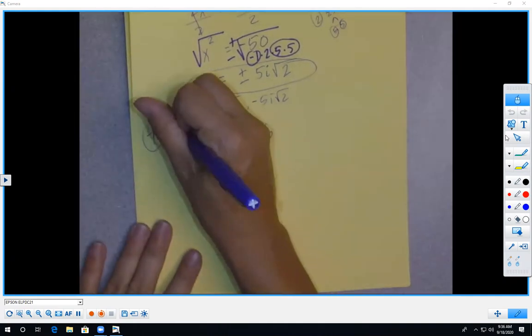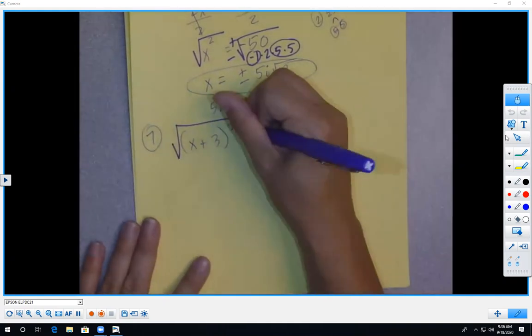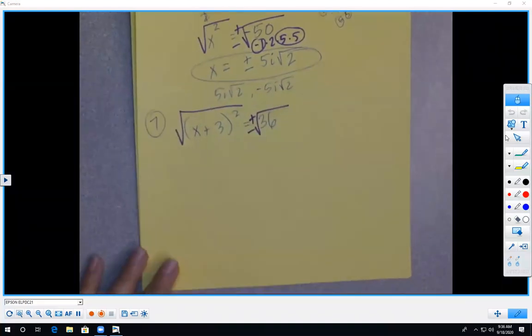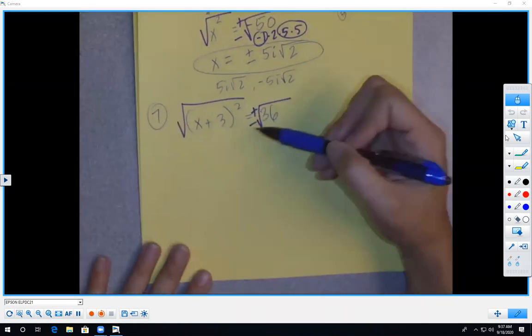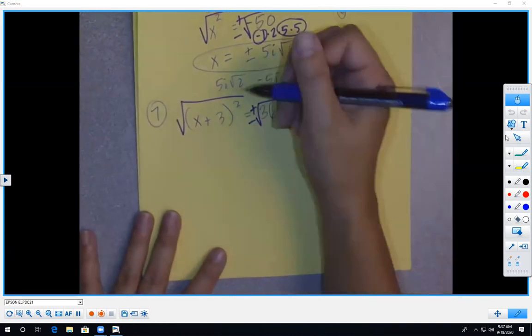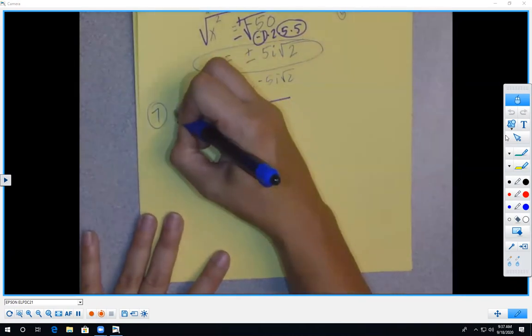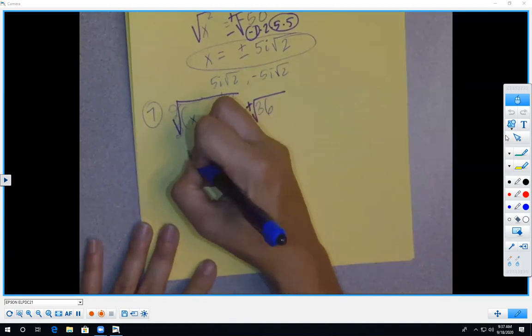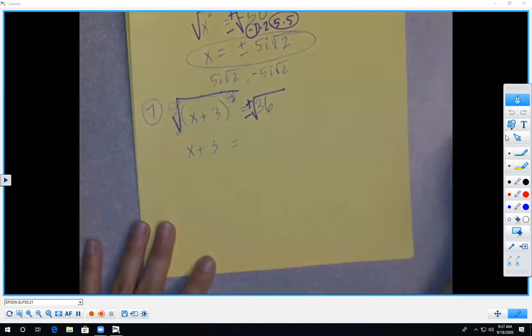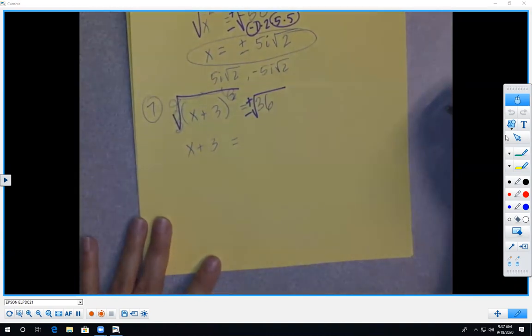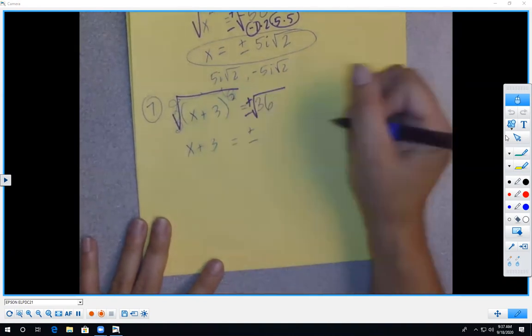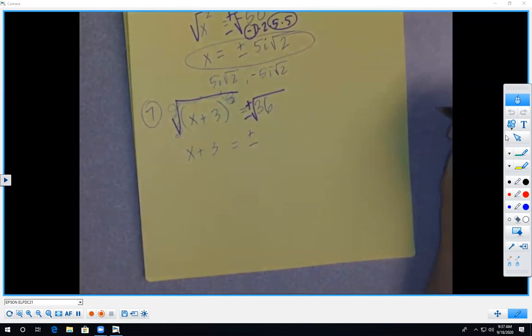So the first thing you have to do is take the square root of both sides, and don't forget your plus or minus. So what's the square root of the left-hand side of the x plus 3 squared? Yeah, it's just x plus 3. The squared and square root still just undo each other, and so I'm just left with x plus 3 equals plus or minus, what's the square root of 36? 6.